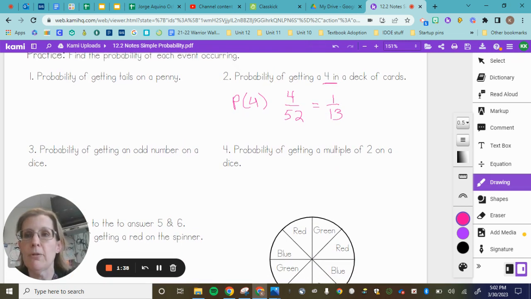And how about number 4? You're going to do the odd ones, we'll do the even ones. So the probability of getting a multiple of 2 on a dice. So on dice, we have 1, 2, 3, 4, 5, 6. Multiples of 2 would be still the even numbers, 2, 4, 6. So that's still 3 ways out of 6 ways, which is still 1/2.